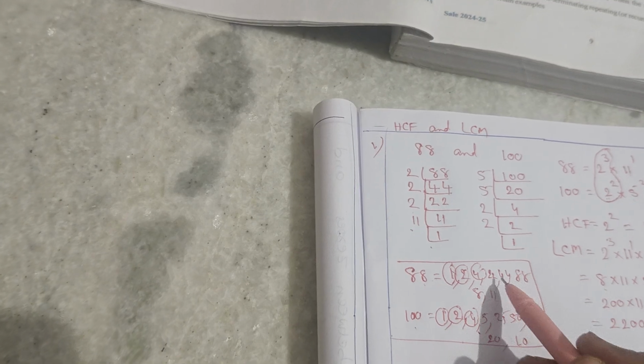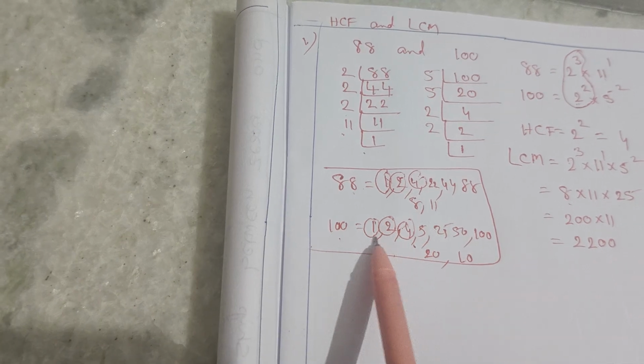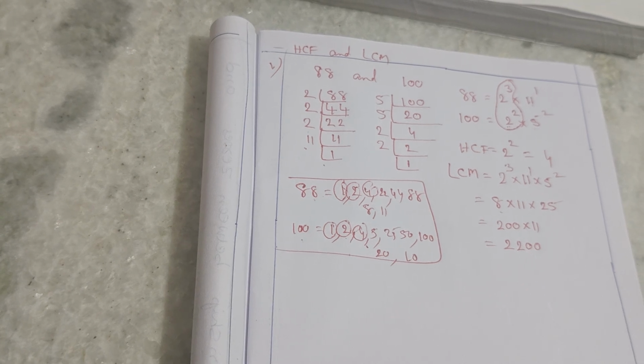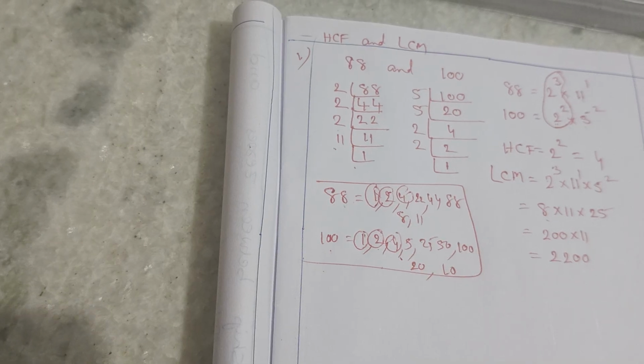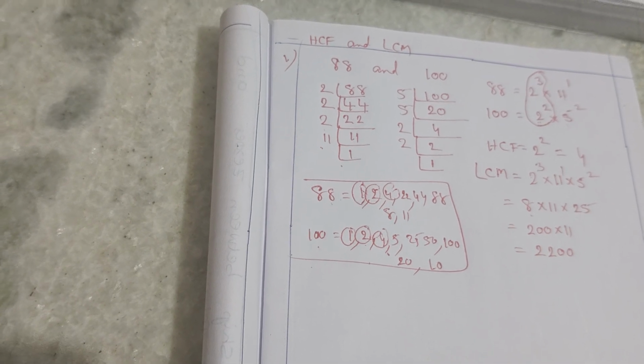In these factors, 1 is the common factor, 2 is the common factor, 4 is the common factor. Still any common factors are there? No. So how many common factors do we have? 1, 2, 4. We have 3 common factors. HCF means what? Highest common factor. Among all the common factors, what is the highest common factor here? 4. Did you understand, children?